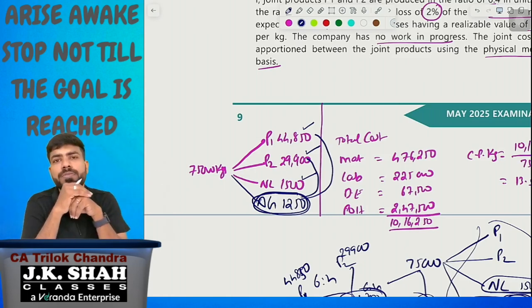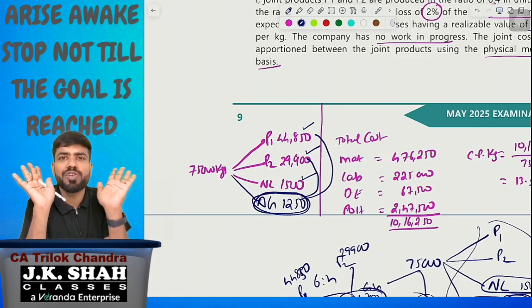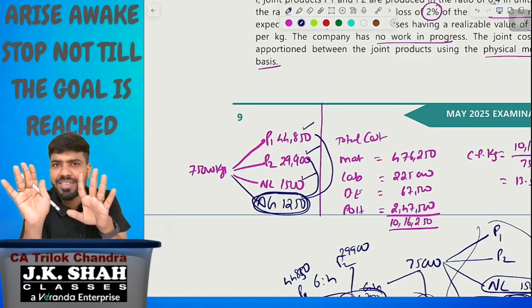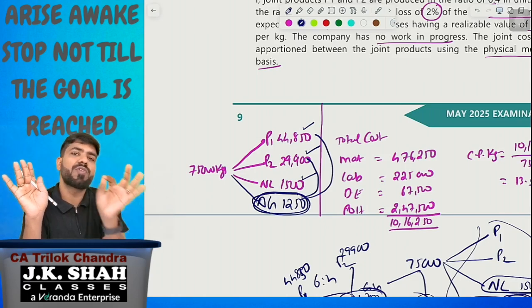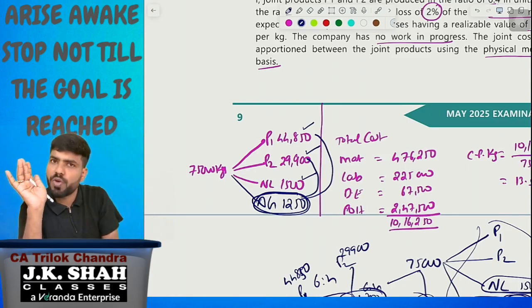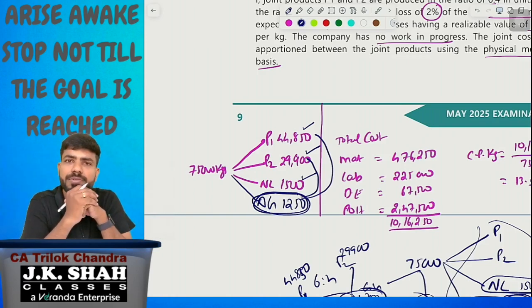P1 and P2. So ultimately, the conclusion is 75,000 kgs given as input. Actually, lost only 250 kgs. The good units we are getting is 74,750. That 74,750 will be in the proportion of 6:4. Accordingly, I calculate the units. Now turn to calculate the cost.